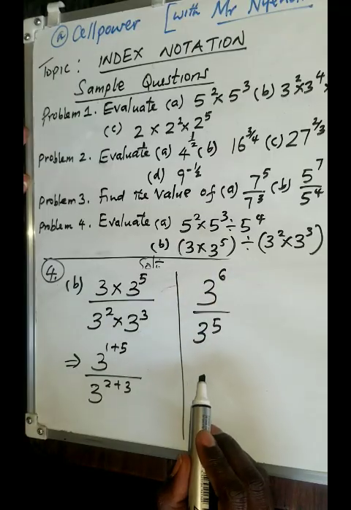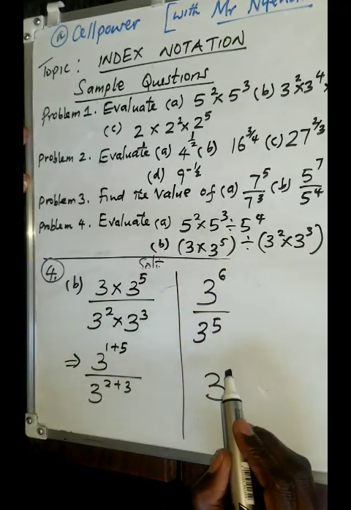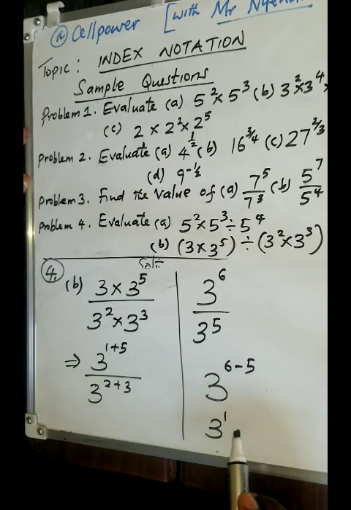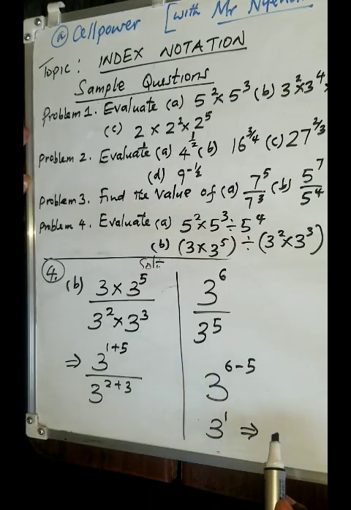Because we are dividing there, you get the base. What do you do to the power? You subtract 6 minus 5. So it will be 6 minus 5 is a 1, and eventually 3 raised to the power 1 will give you a 3.